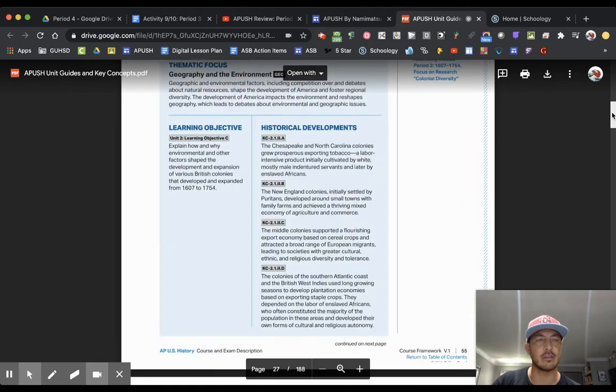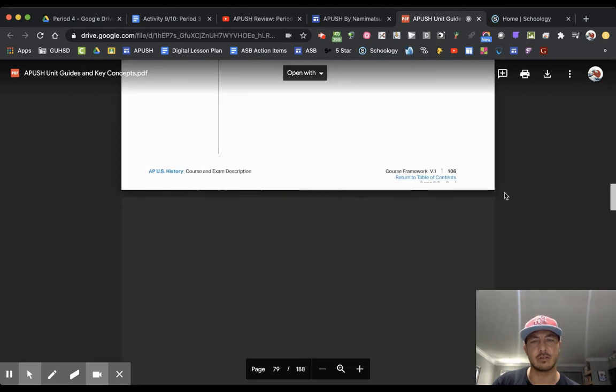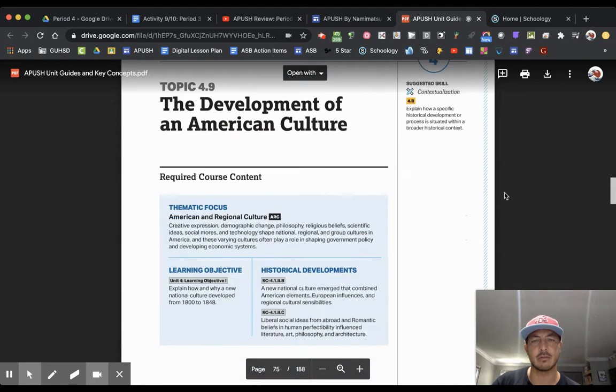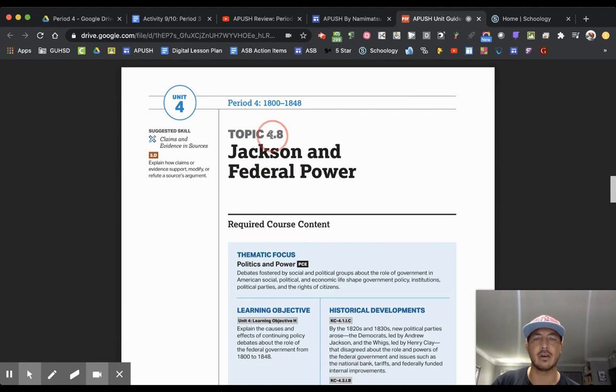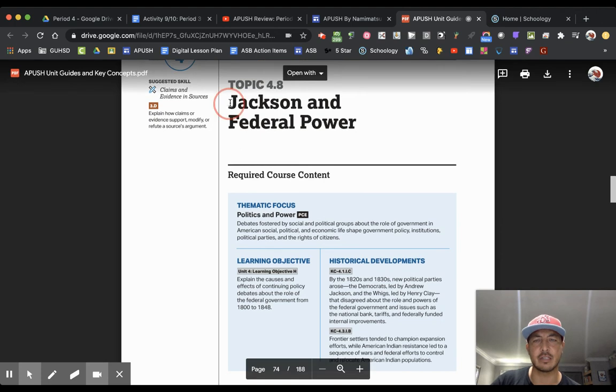But anyway, let's get to period 4 as quickly as we can. So here we're in 4. How do I know I'm in 4? Up here it says period 4. Here it says unit 4. And it says topic 4.8. So I'm in the 8th topic of period 4, and this one's about Jackson and federal power.